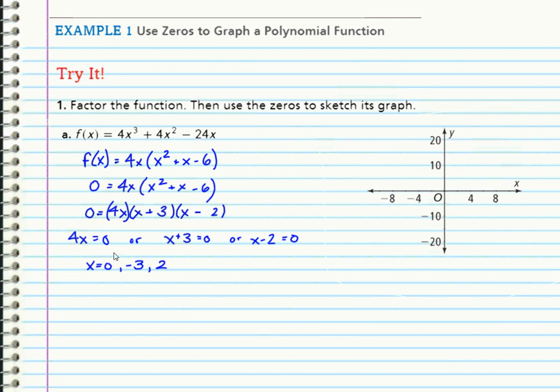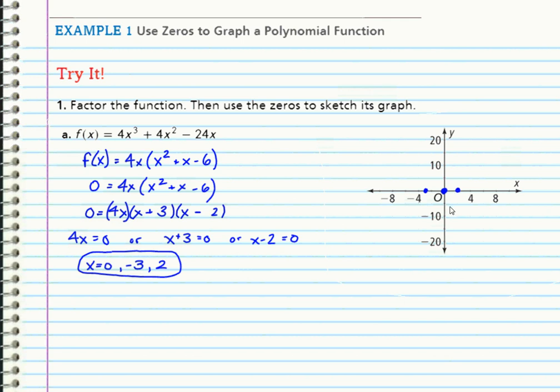So the zeros of this function are 0, negative 3, and 2. I'm going to put a point at x equals 0, because I know it crosses the x-axis there. It crosses it at negative 3, which would be somewhere in here, it looks like. And at 2, which is about right there.